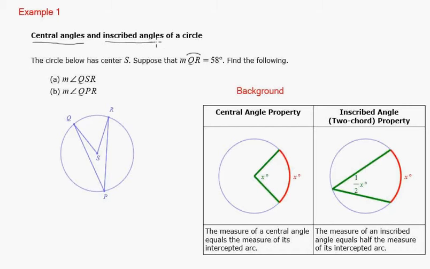So you might want to draw a little picture like this, but a central angle is an angle whose vertex is in the center. And it turns out that the angle is exactly the same in degrees as the degrees of the arc out here on the circle.